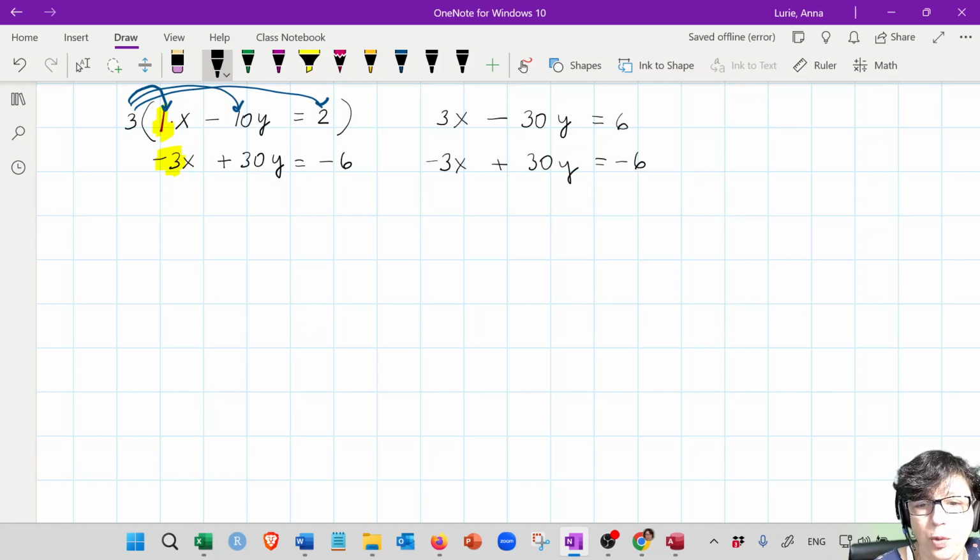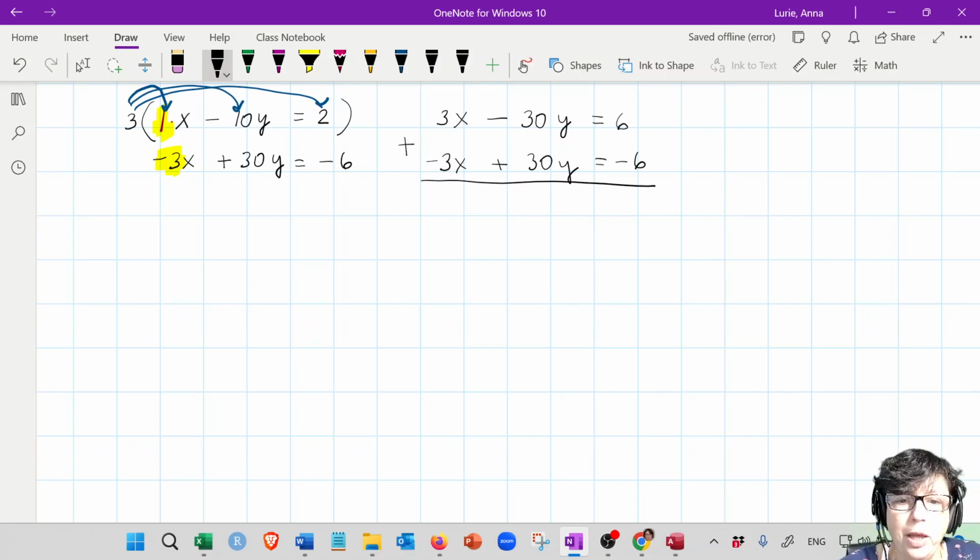And look what will happen in a second. So now we're going to start adding them up. Well, 3x and -3x, that's just going to cancel, and that gives you 0. Then -30y plus 30y, well, that's also going to cancel. So imagine that. This is also going to be 0. And then equal to, guess what? 6 minus 6 is also 0. So what we get is, well, 0 plus 0 is 0.